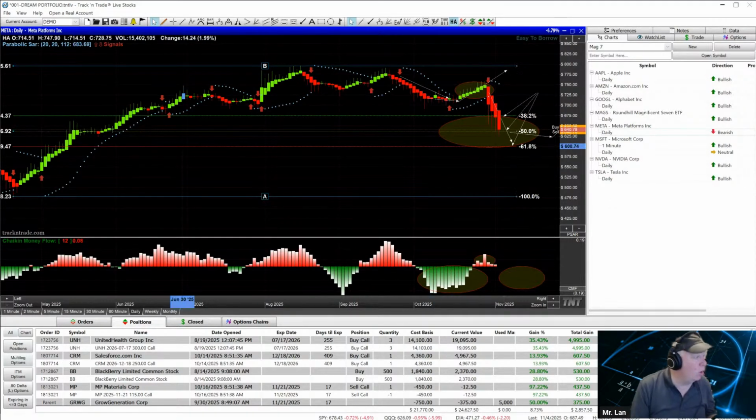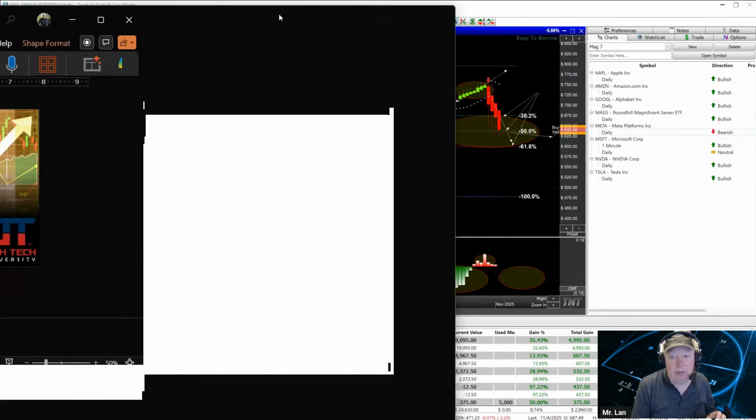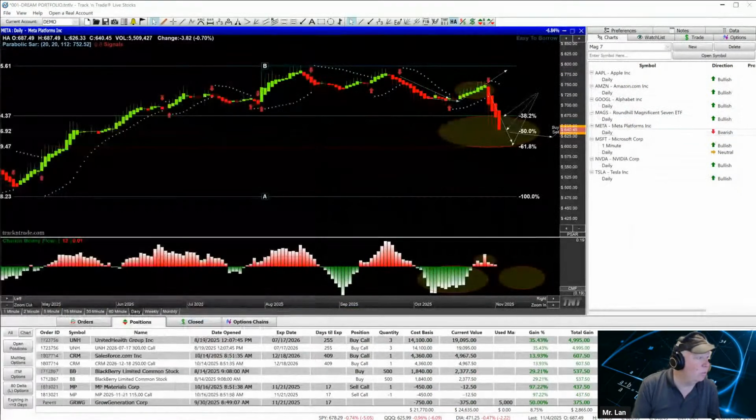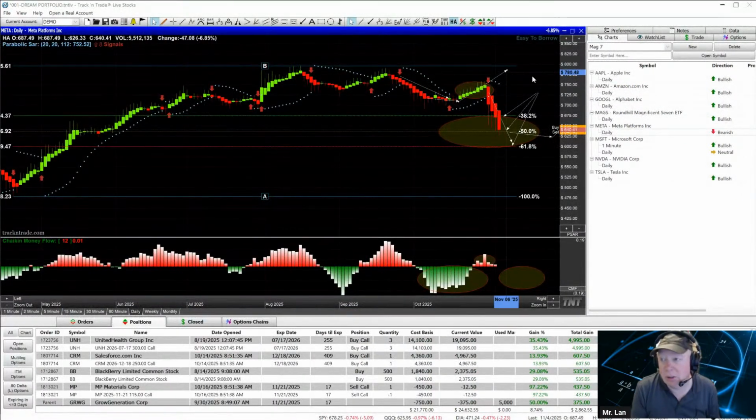And now I'm going to pull up the other list, and I'm going to bring that over here. And that's the blue chips. All right. So we got Eli Lilly, JP Morgan, Walmart. There's where Walmart was. American Express, Oracle, Wells Fargo, and Costco. So those are just a couple of the really nice big blue chips. So let's go open those up.